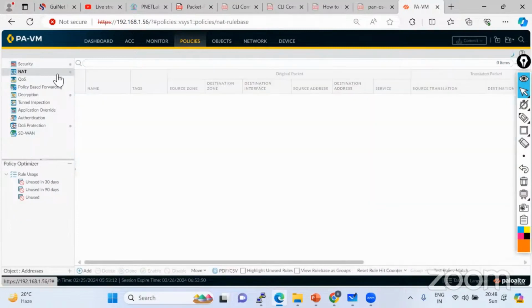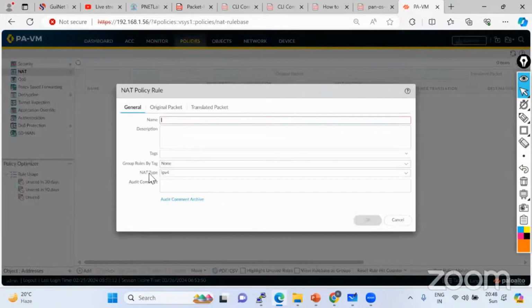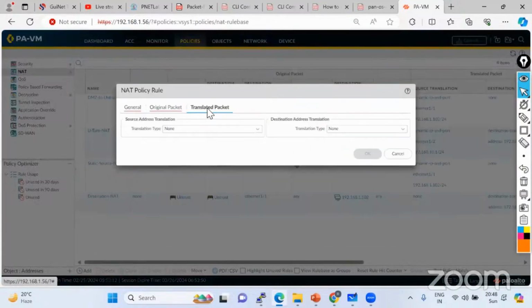Then we have NAT, and for NAT you just have to understand how the source NAT is configured and how the destination NAT is configured.